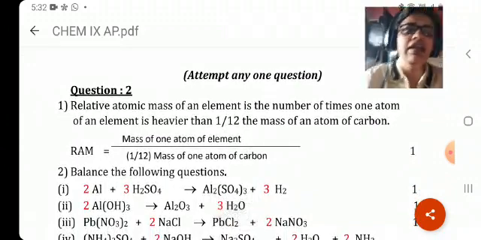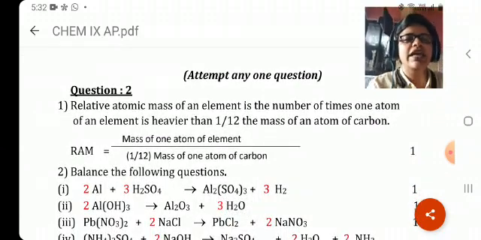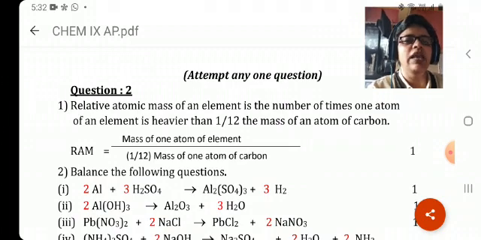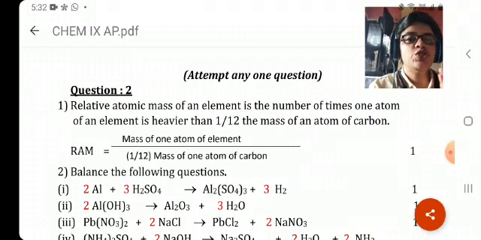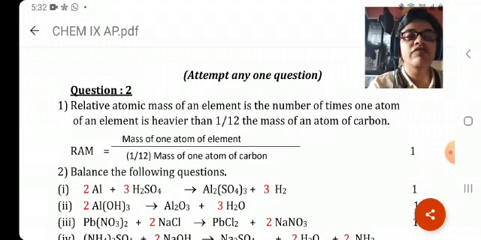Next question, define relative atomic mass. In this case, guys, relative atomic mass of an element is the number of times one atom of the element is heavier than 1/12 the mass of an atom of carbon. We need to mention the formula over here, that is RAM is equal to mass of one atom of element upon 1/12 mass of one atom of carbon. You have to write both. You cannot write just the definition without the formula. Make sure wherever a definition has been asked, if you can mention the formula, it will support your answer. If you have written it exactly the way it is given in the textbook or in the solution right now, you will deserve 1 mark.